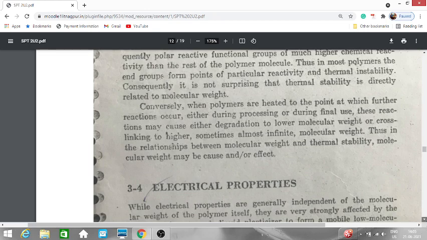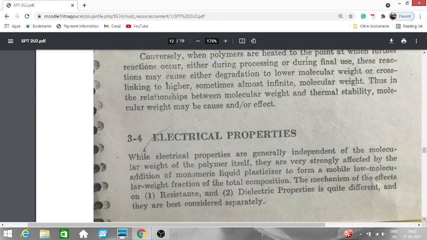Now, electrical properties. While electrical properties are generally independent of molecular weight of the polymer itself, they are very strongly affected by the addition of monomeric liquid plasticizer to form a mobile low molecular weight fraction of the total composition. The mechanism of these effects on resistance and dielectric properties is quite different, and they are best considered separately. So basically, molecular weight does not affect the electrical properties, but the addition of monomeric liquid plasticizers does affect the electrical properties.